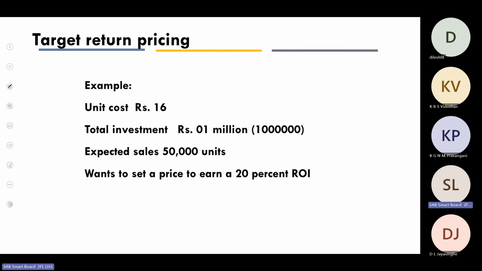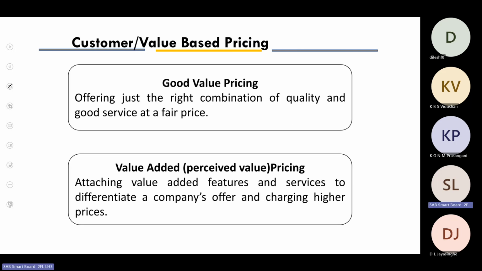Right? This is an example you can go through. Then value-based pricing, there we have good value pricing and value-added pricing. Good value means offering just the right combination of quality and good service at a fair price, right? So for a fair price, the companies are trying to provide a quality product for the customers, right?